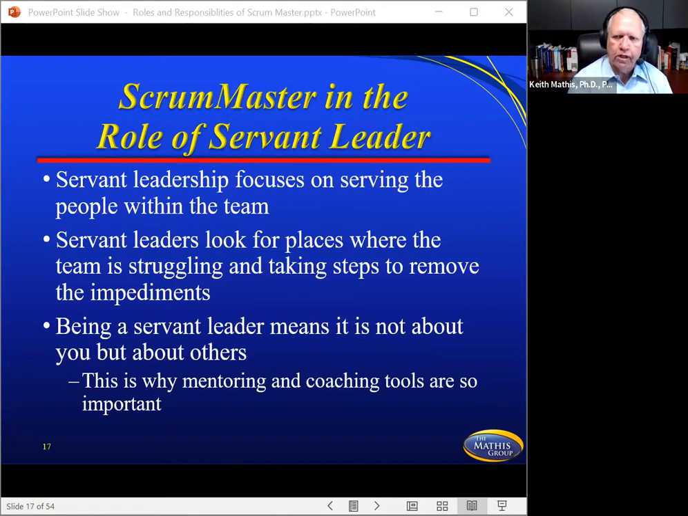What about the role of the servant leader? Maybe it's new to you. Some people don't buy into servant leader of being able to support. It's exactly where everything's going. All your millennials are starting to catch on to this, and they are liking this because, once again, it supports a real strong viewpoint. But servant leadership focuses on serving people within the team. I'm there to help them be successful. It also looks for places where the team is struggling, takes steps to remove it. Servant leaders means it's not about you, it's about others. And so it's taking it off of us, and we're looking at how can I help you, and what can I do to service you is really what it is.